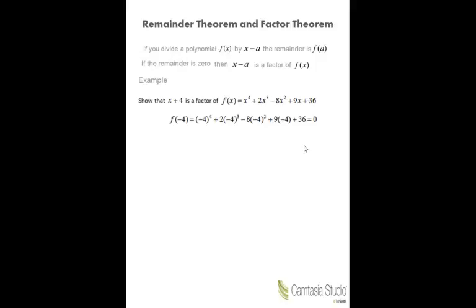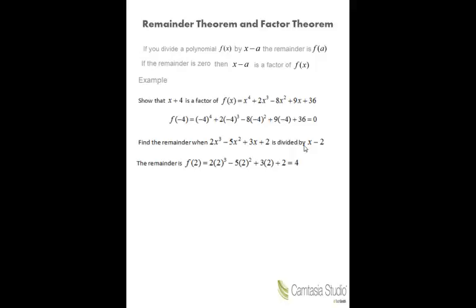So then what can we say? x plus 4 is a factor of the function. Okay. Next one is find the remainder when 2x to the 3 minus 5x squared plus 3x plus 2 is divided by x minus 2. So by the definition, or the theorem we know, the remainder will be simply f(2).